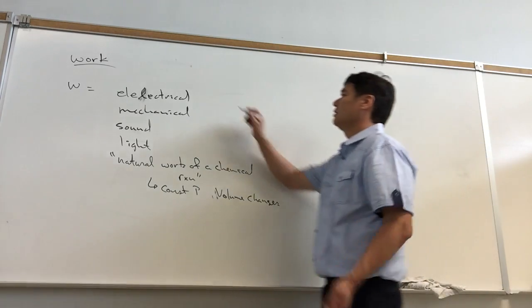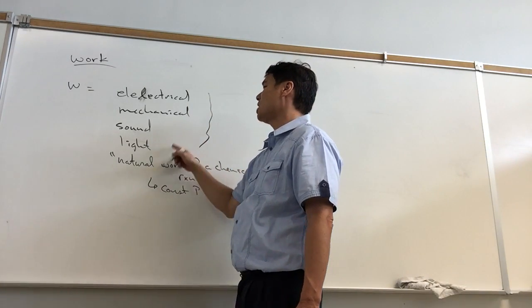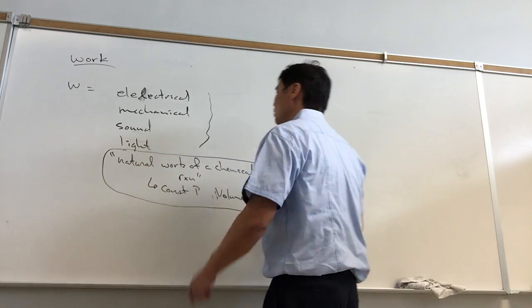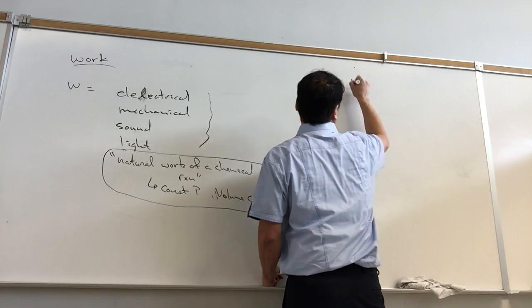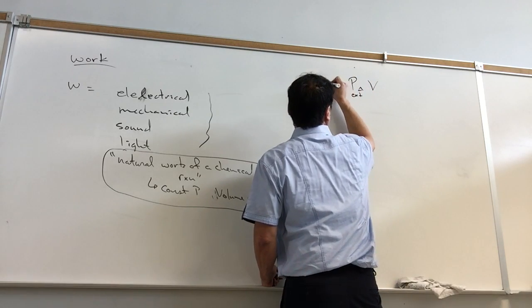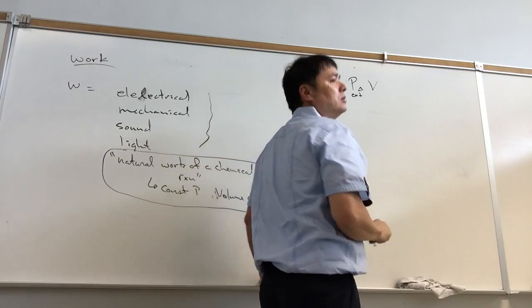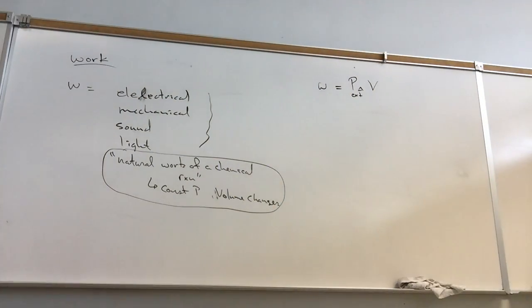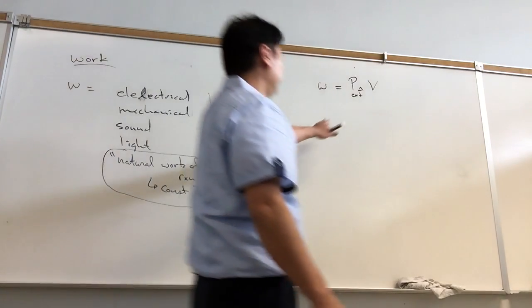Okay, these other types of work we aren't going to deal with at all in this chapter. The only work we're going to deal with is this. This work is called P delta V work. This is P external. And so work is equal to P delta V. The amount of work you have to do in blowing up a balloon is going to be dependent on the external pressure and how big of a balloon you want to blow up. And so that's why it's P delta V.